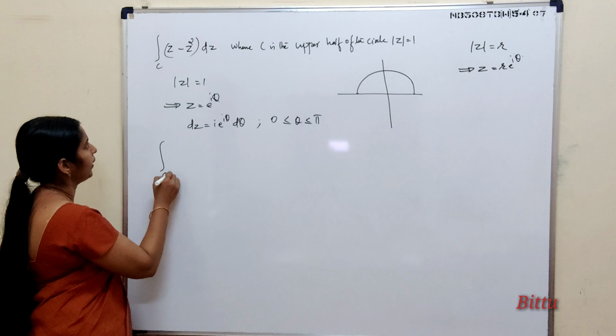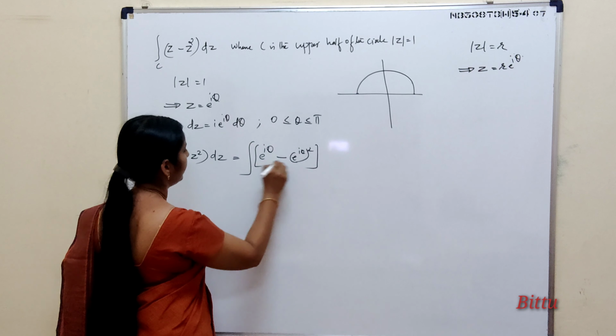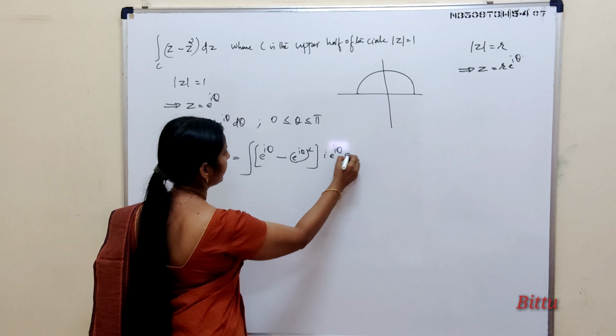Next you consider the integral over C of z minus z squared dz. What is z? e raised to i theta. What is z squared? e raised to i theta the whole squared. dz is i e raised to i theta d theta.